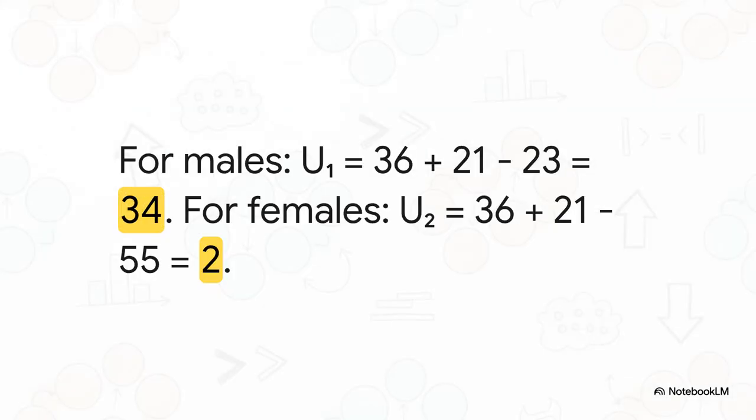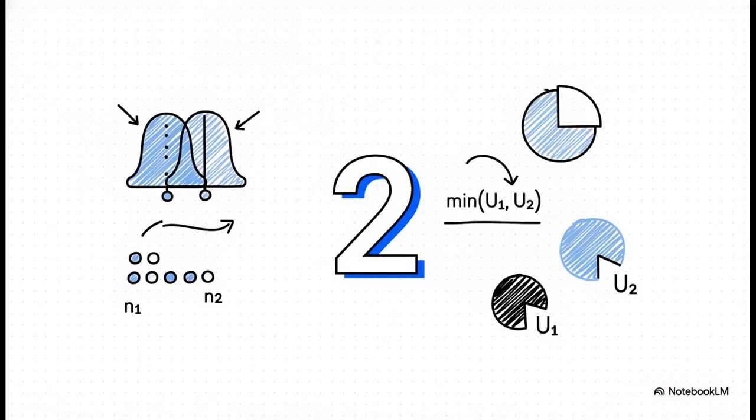So we plug everything in. For the first group, U1, the math works out to 34. For the second group, U2, it comes out to 2. Simple as that. Now we have our two U values, 34 and 2. And here's the next step, and it's an easy one. The actual test statistic, the final number we care about, is just the smaller of those two values. So between 34 and 2, our final U statistic is 2.